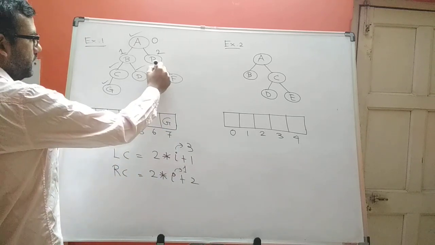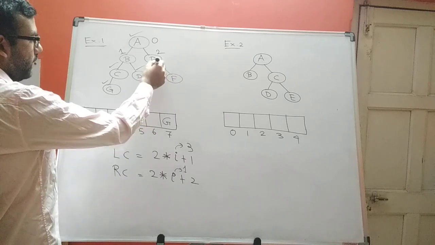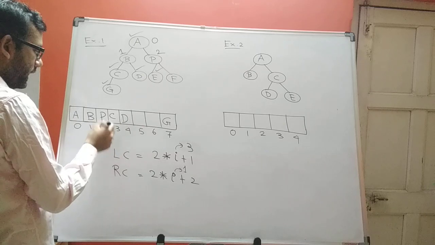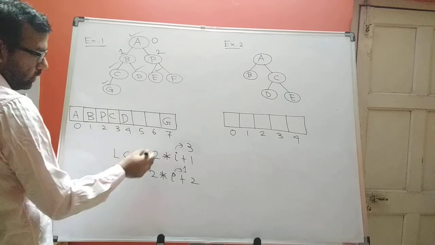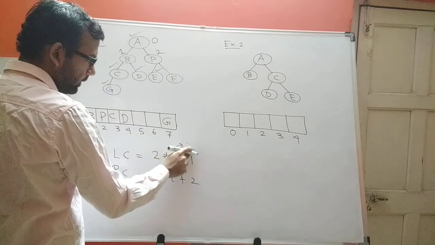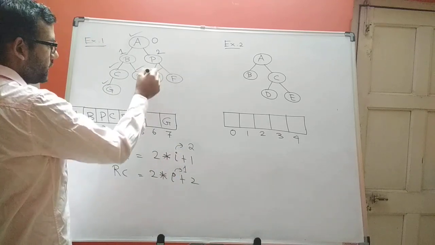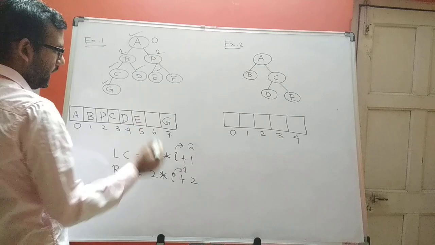Now let's try to find the index of E. What is E? E is the left child of P. What is the index of P? The index of P is 2. So I'll apply 2 here in place of I. So 2 into 2 is 4. 4 plus 1 is 5. So E, which is the left child of P, will go at index 5.